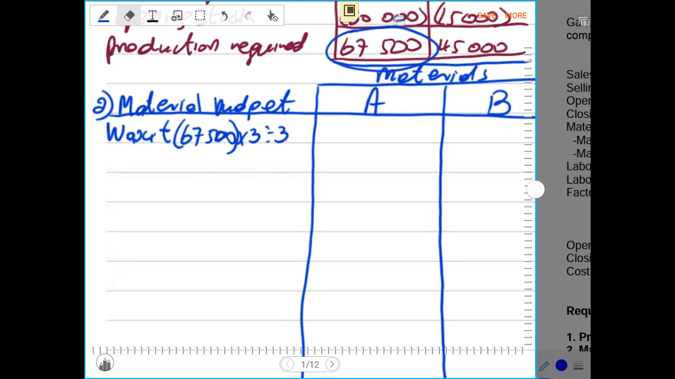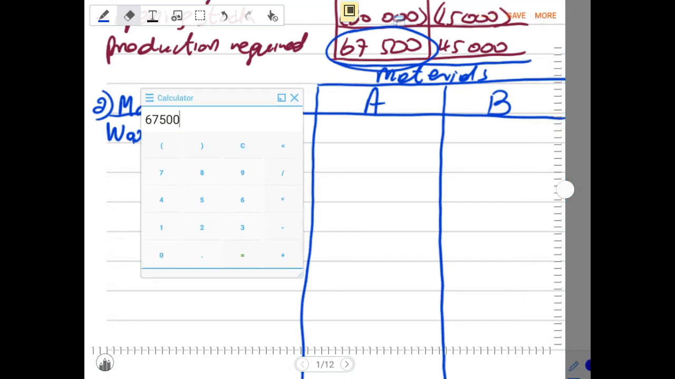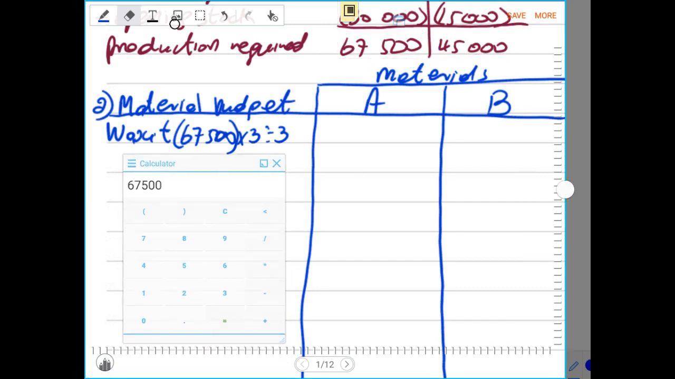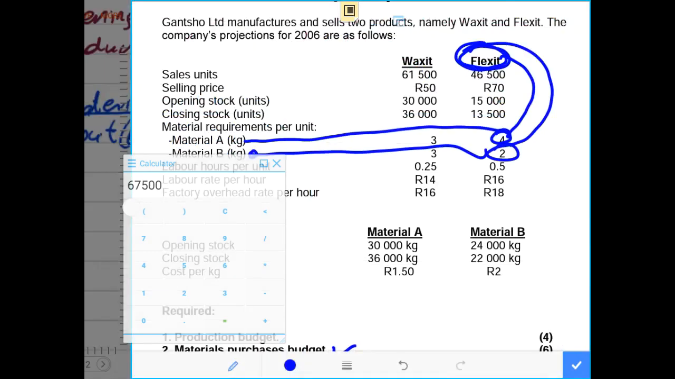Let us do that, then I explain why we multiply this by 3 and also by 3. We say 67,500 units that we need to manufacture. And how many kgs do we need for product Waxit to manufacture 67,500 units? We need 3 kgs per unit, which is the 3 kgs per unit that is given here. We need 3 kgs of product Waxit for material A.